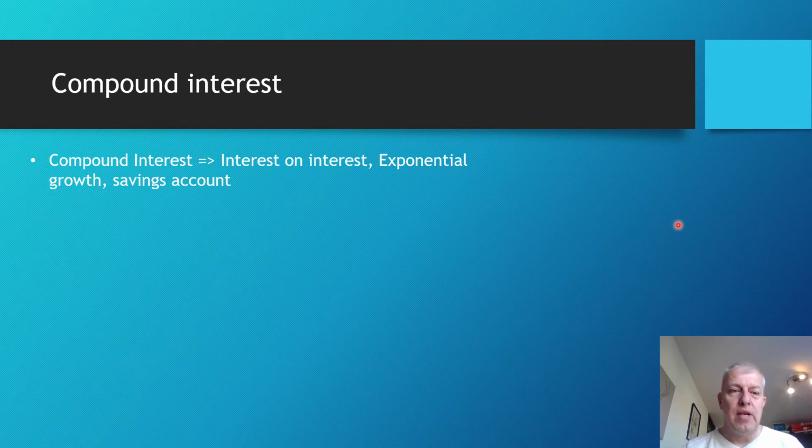So compound interest. Compound interest means interest on interest. So you've got a savings account, you receive interest, and instead of withdrawing the interest and buying something nice with it, you say, I leave it in my account, and the next year I don't only get interest on the amount that I put in, but also on the interest that I earned last year. So interest on the interest I already gained. This means that the growth of your bank account will be exponential, and this can only be used in a savings account.